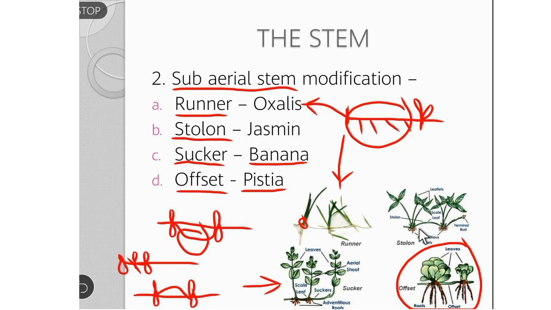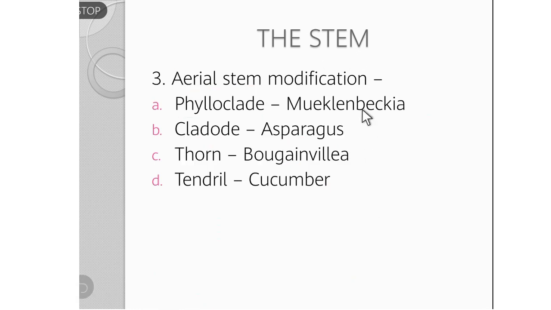Just like this. Here you can see this portion of the stem. This is known as a stolon, which moves slightly above the soil like here and again touches the soil and produces a new plant there. The main example is jasmine. So this is the subaerial stem modification in basic terms which we have to learn in this chapter.